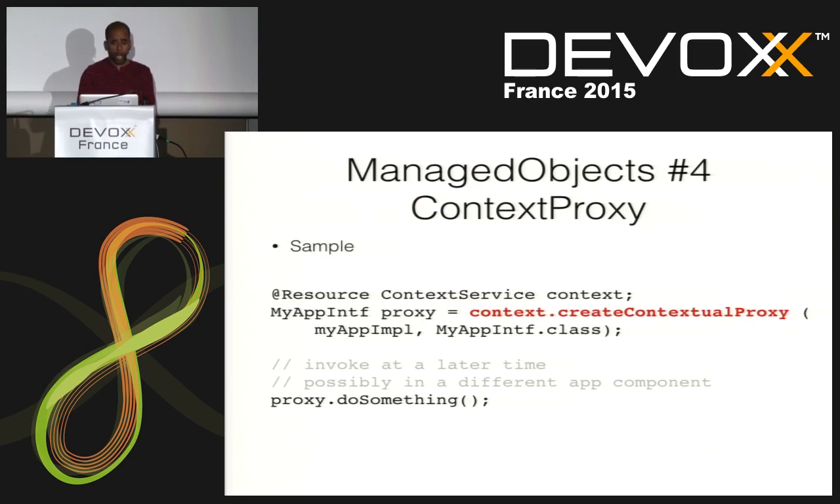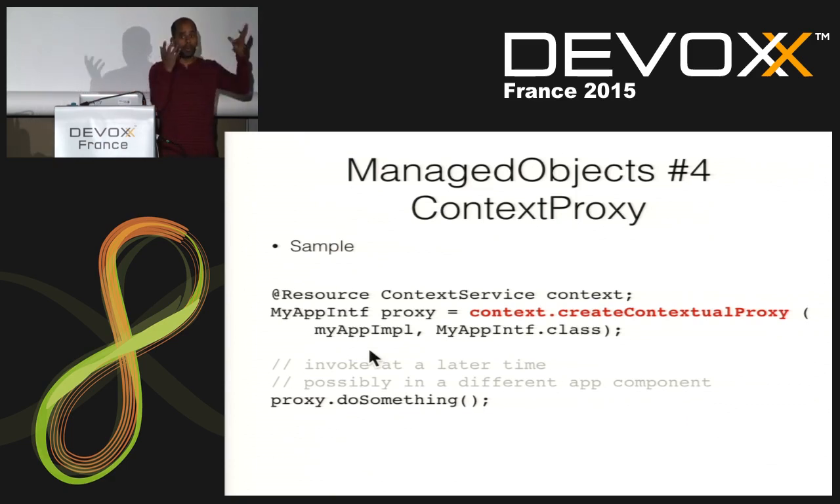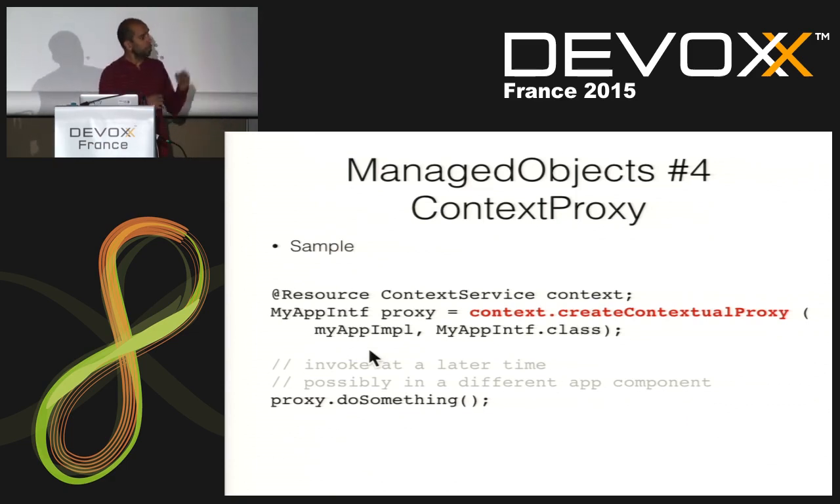So for example, in this sample, what I'm doing is creating a context service, and again, there is a default context service that is available. So I'm just injecting a context service. From the context service, I'm creating a contextual proxy. I'm passing it my implementation and the interface that it implements. So what I'm going to get back is a proxy of the type MyAppInterface. Later, I might say proxy.doSomething. Maybe in a different method, I might do something, but it's going to run in the same context as at the time the proxy was created.